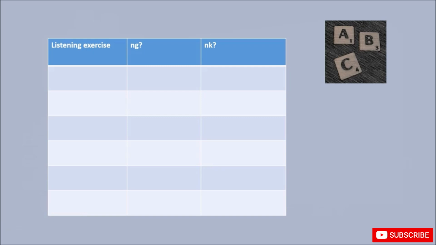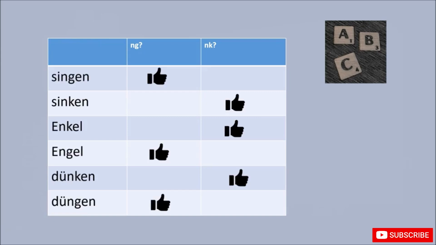As you've noticed, they're all very similar, the two words each time. This is what I read out to you. The first word, singen, with an NG, which is to sing. Sinken, to sink. Actually exactly the same as in English, sing and sink. Enkel, which is a grandchild. Engel, which is an angel. Dünken, sort of to seem or think. And düngen is to fertilize.